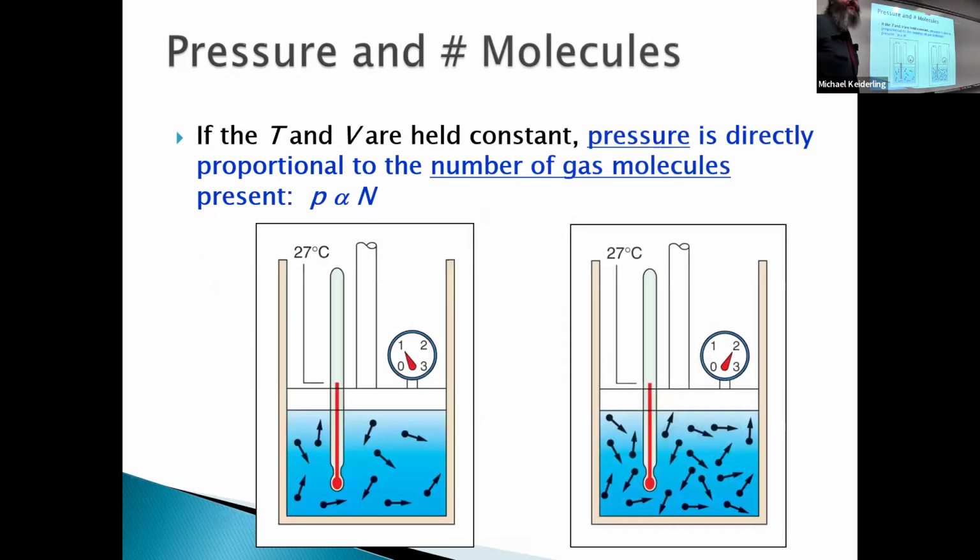So pressure and number of molecules. If the temperature and the volume are held constant, we find that pressure is directly proportional to the number of molecules. You increase the number of molecules, you increase the pressure. You double the number of molecules, you double the pressure.